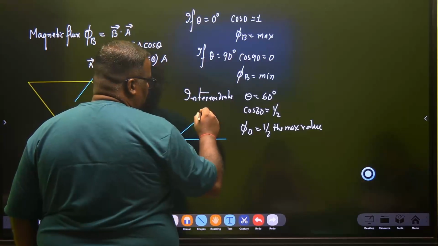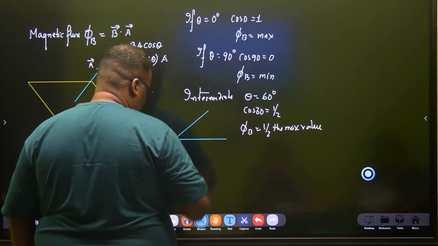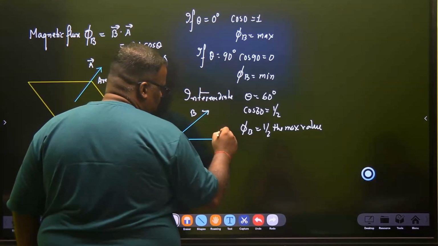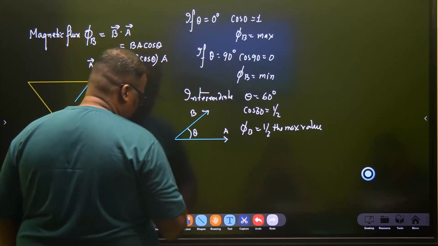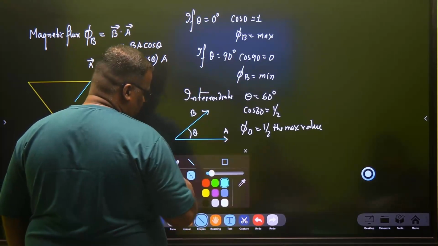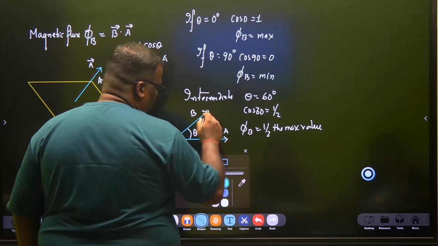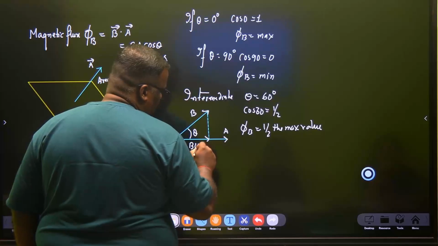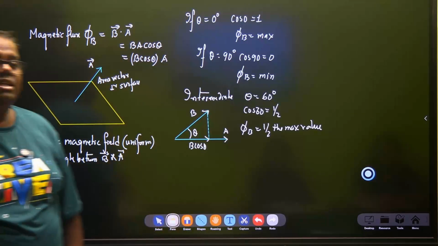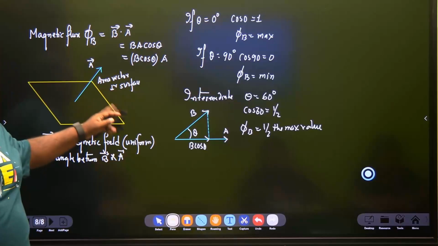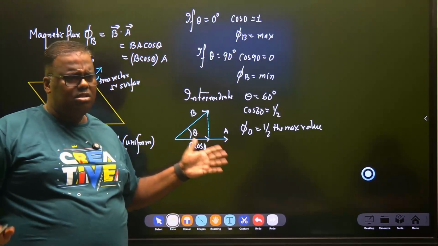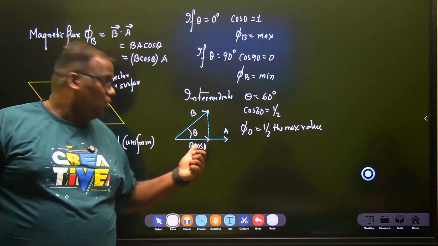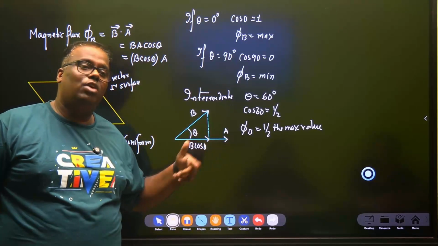Now you yourself think, suppose your vectors are like this. Let's say this is my vector B, and this is A vector, this is theta. All right. And if I go by trigonometry and I plot this out here, then what is this much? This is B cos theta. B cos theta is the component of the magnetic field along A vector. Listen. Don't get confused.